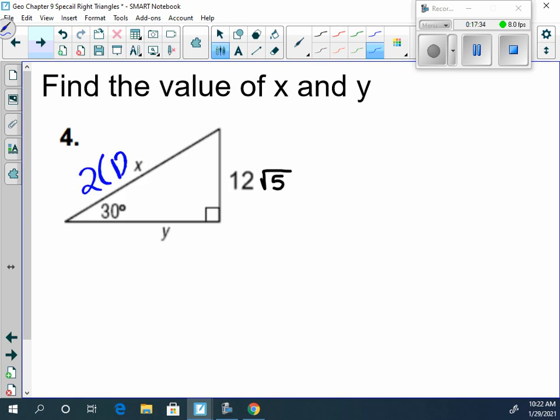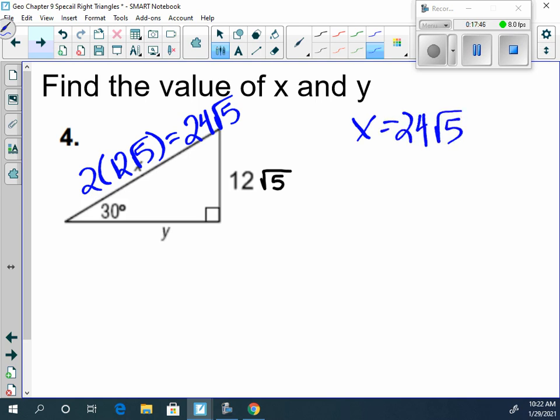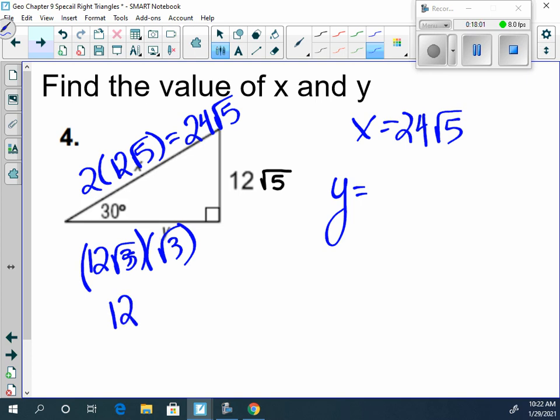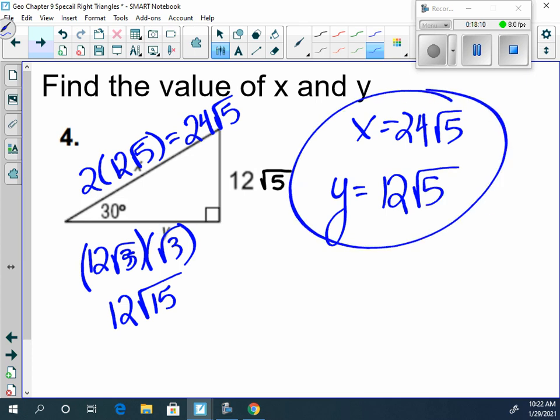If I want the hypotenuse, I'm going to multiply it by 2, which will give us 24 square root of 5. Now to get the other side, we'd do what? And multiply this by the square root of 3. And 12 square root of 5 times the square root of 3 is going to be 12 square root of 15. And this here is our answer.